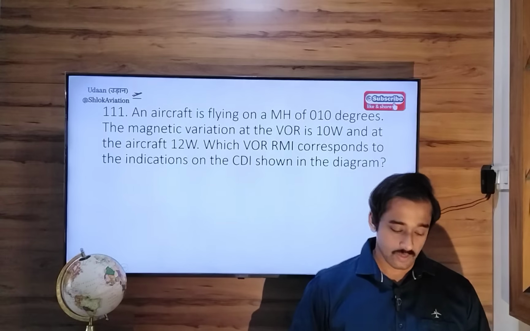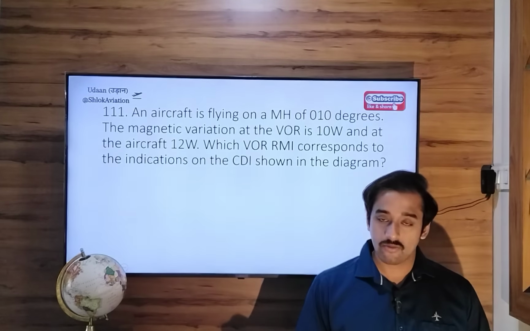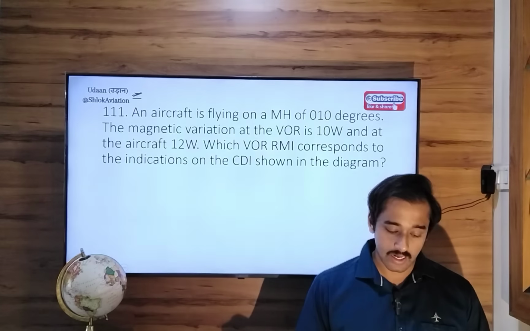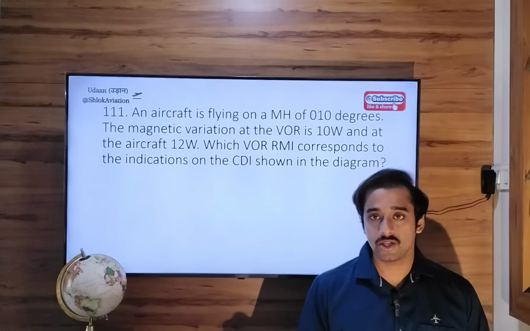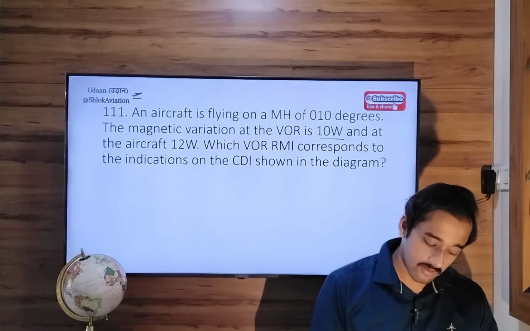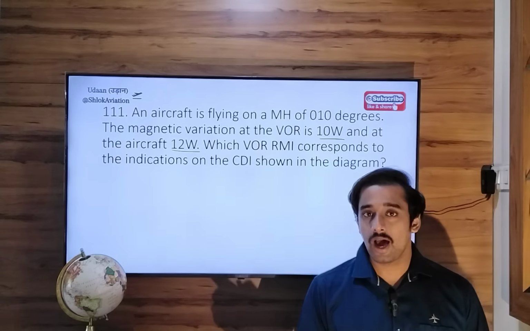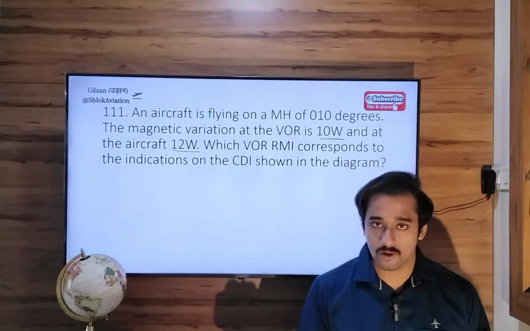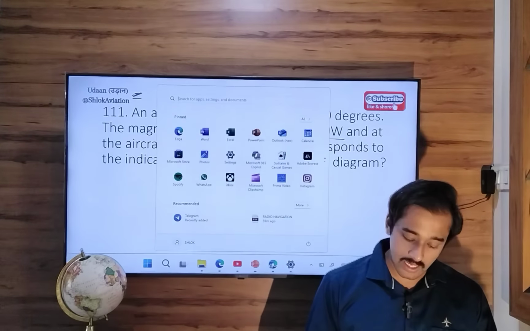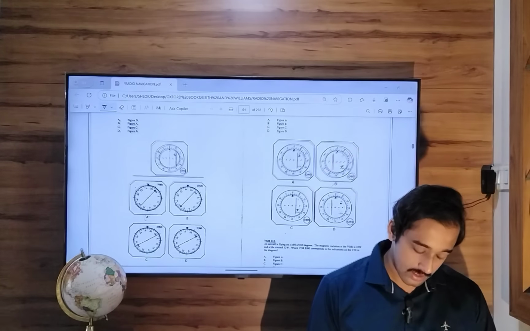Question 111. Aircraft is flying on a heading of 010. Variation at VOR is 10° west and at aircraft is 12° west. Which VOR RMI corresponds to indications on the CDI shown? Now here the variations given are irrelevant because the heading is already magnetic and all RMI indications are magnetic. So the variation given here is only for your confusion. So now let's look at the CDI indication and then judge what RMI is the most suitable one.